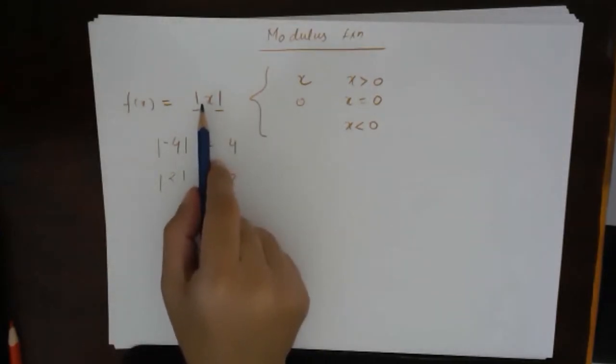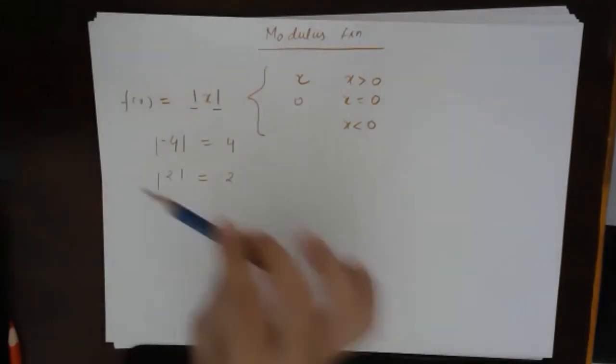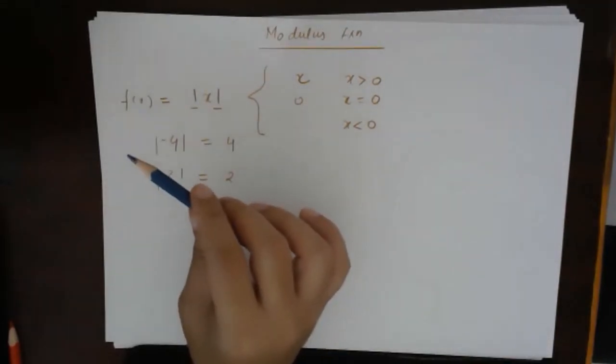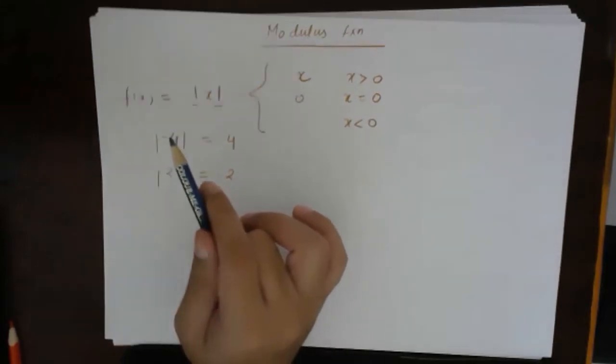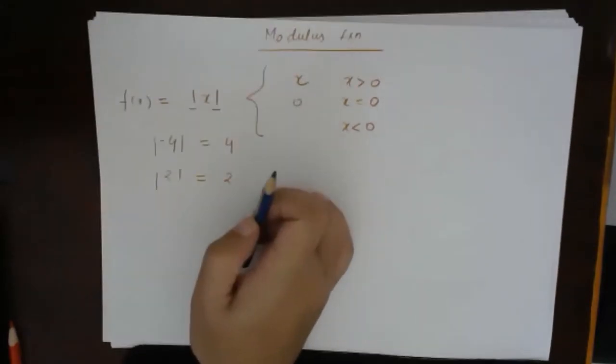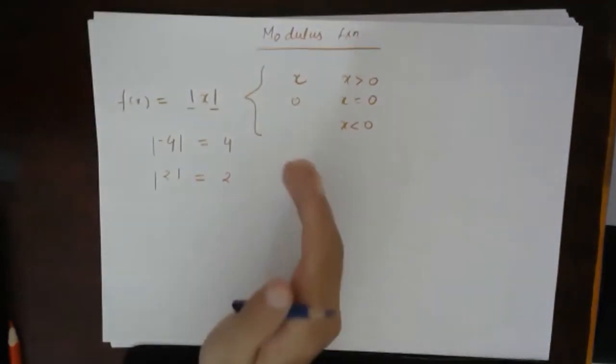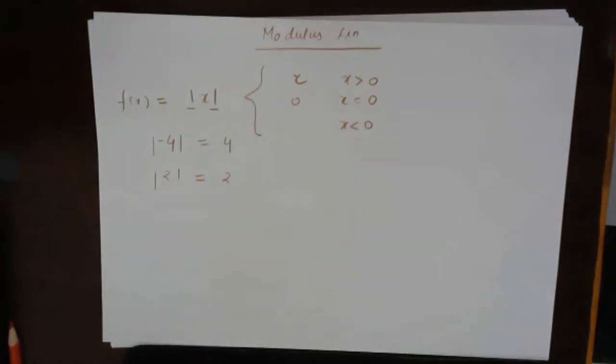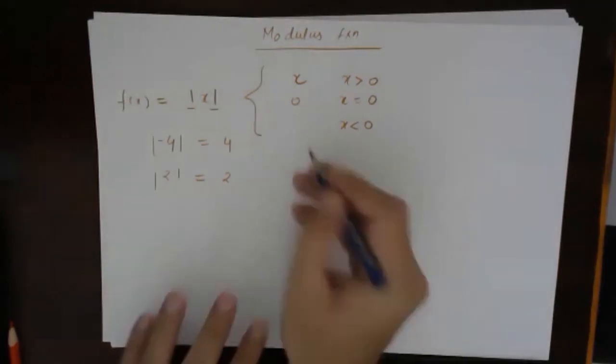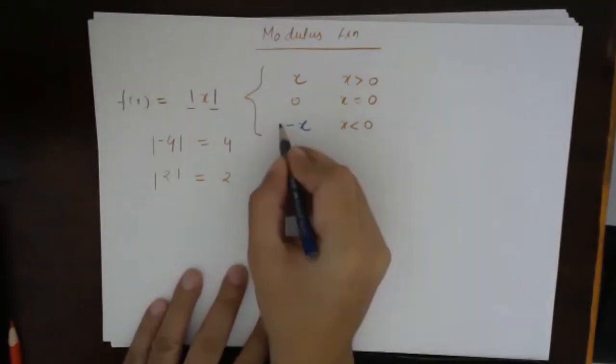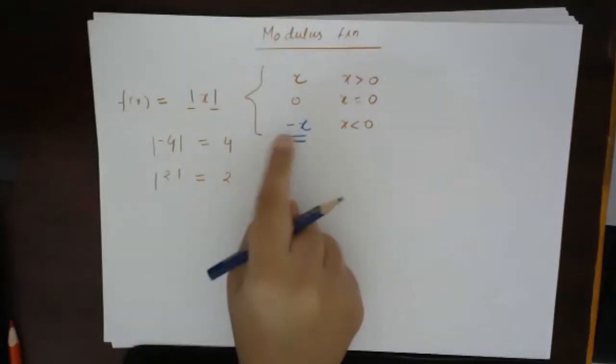It will give you output as 1. Suppose you substitute -2, the output will be 2. Suppose you substitute -5, the output will be 5. So that means whatever value of x you are substituting, it will simply multiply that value of x with a negative sign. So I can write this as -x. Now this is important. It will take as -x.